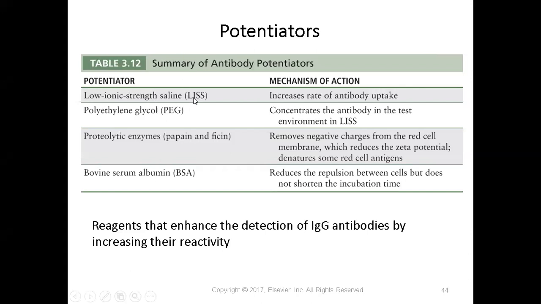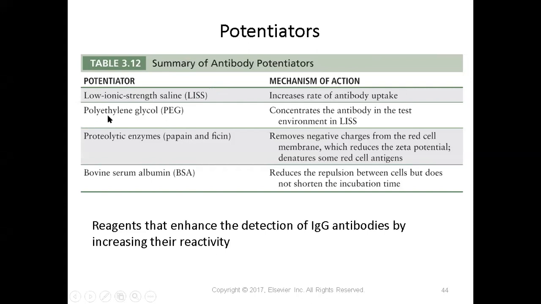So anyway, getting back to LISS. So basically, LISS increases the rate of antibody uptake, that first stage of agglutination, sensitization. So we add 2 drops of LISS to our tubes, and it's going to help these antibodies that are maybe a little bit weaker bind more readily to their target antigens. Okay, and we use LISS in our student lab.